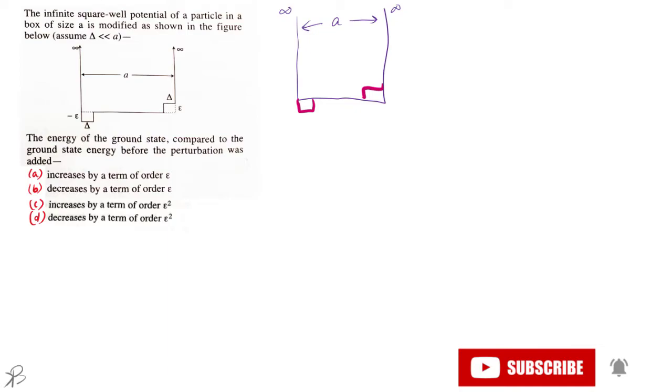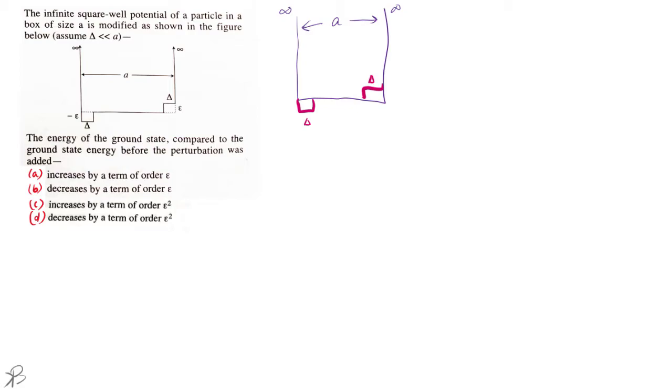and this part is delta, and the height is epsilon. The energy of the ground state compared to the ground state before the perturbation was added.